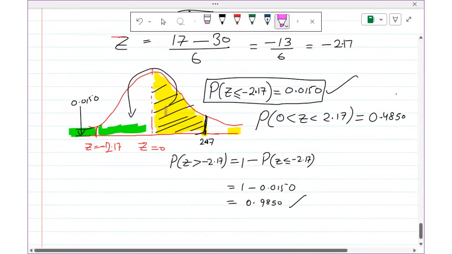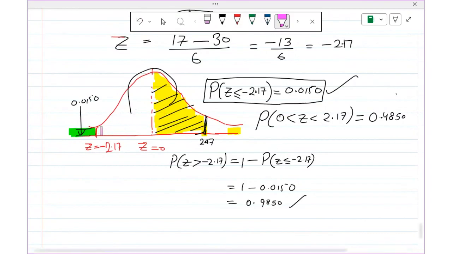So the pink color area and yellow color area are the same because symmetry is here. One side is between 0 to 2.17, the other side is between 0 to minus 2.17. Both sides there is symmetry. So this pink color area will be how much? Pink color area will also be 0.4850.